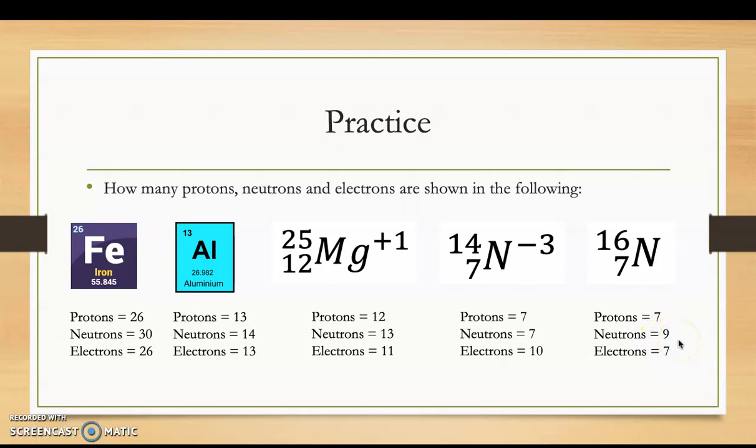If you have any questions on this, make sure you are asking your teacher, but that is kind of how we determine ions and isotopes. Make sure from this that you understand not only how to determine protons, neutrons, and electrons of ions and isotopes, but you also understand the definition of an ion and of an isotope.